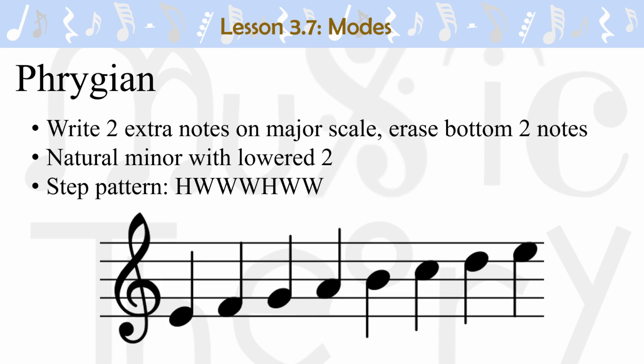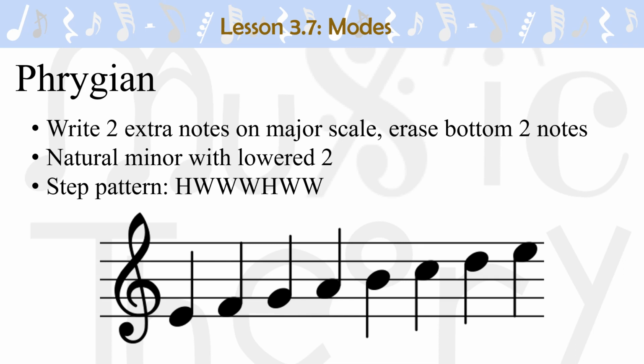Like the Dorian scale, there are also 3 ways to build a Phrygian scale. The first way is to take any major scale and write 2 extra notes going up. For example, in C major, we take the scale C, D, E, F, G, A, B, C, and keep going up for 2 extra notes, adding D and E. Finally, we erase the 2 notes on the bottom, C and D, to get E, F, G, A, B, C, D, E. This scale is called E Phrygian.